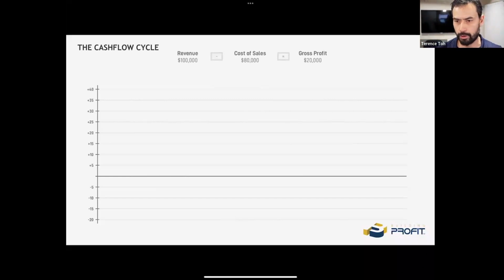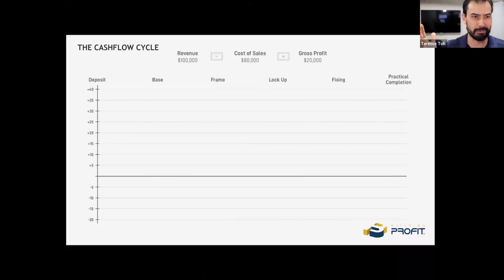These are already in your version, right? So we've got stages. Builders will be able to tell me what all these stages are. Deposit. You guys can just tell me if I'm wrong. Does that look like pretty much a build, right? Progress payments. Pretty much, right? Cool. Deposit, base, frame, lockup, fixing, practical completion.